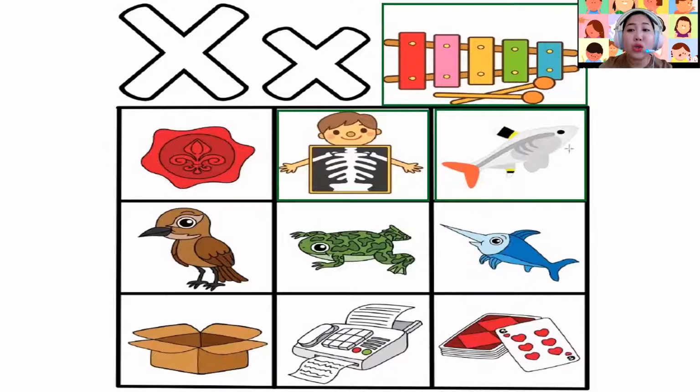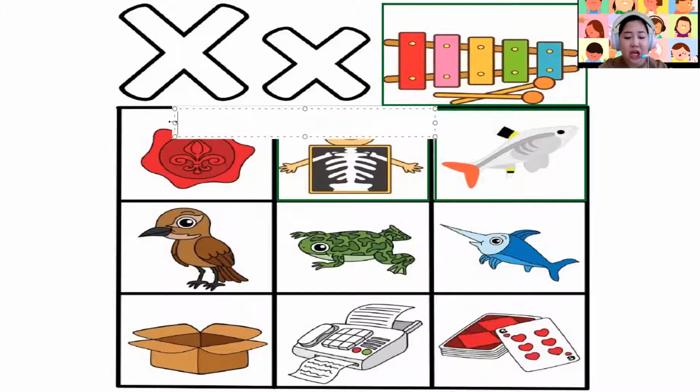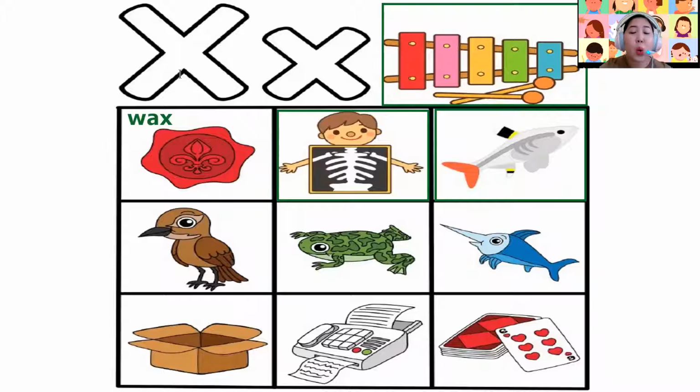But we also have words that have the x sound in the end. Just like here, this is a wax. The wax has the x sound in the end. Just like here, wax. This is the wax. It has the x, x sound in the end.